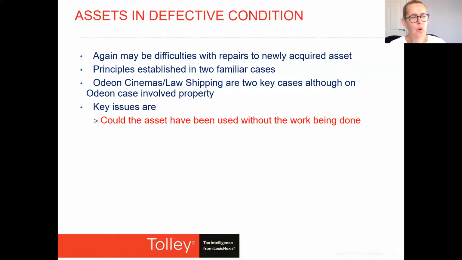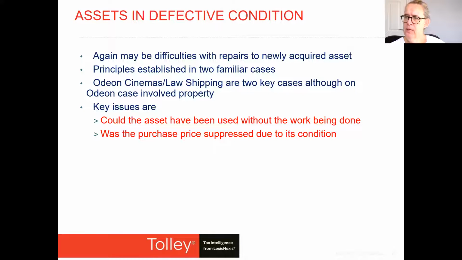And so the two points that were established in this particular case: could the asset have been used without the work being done, and was the purchase price suppressed due to the condition of the asset? In Law Shipping, theoretically, the ship should not have been used without the work being done. As I say, they did get dispensation, but that was not really what should have happened. And there was quite a lot of evidence to demonstrate that they had got the ship quite cheap because of the fact that it needed the work doing on it. In the Odeon Cinemas case, the property price was not suppressed, and the assets were demonstrably used for a number of years before they were repaired.